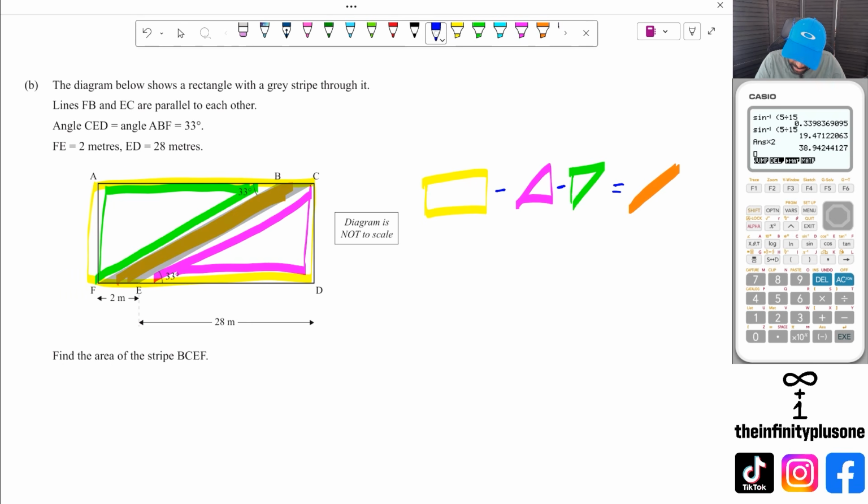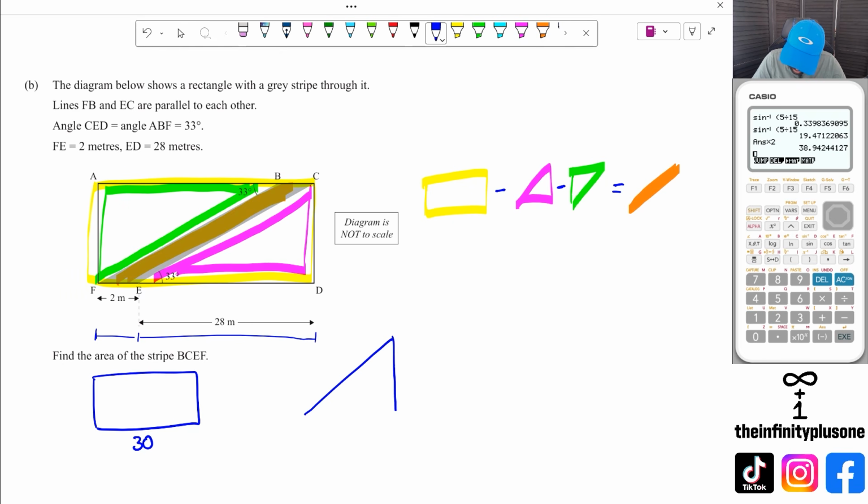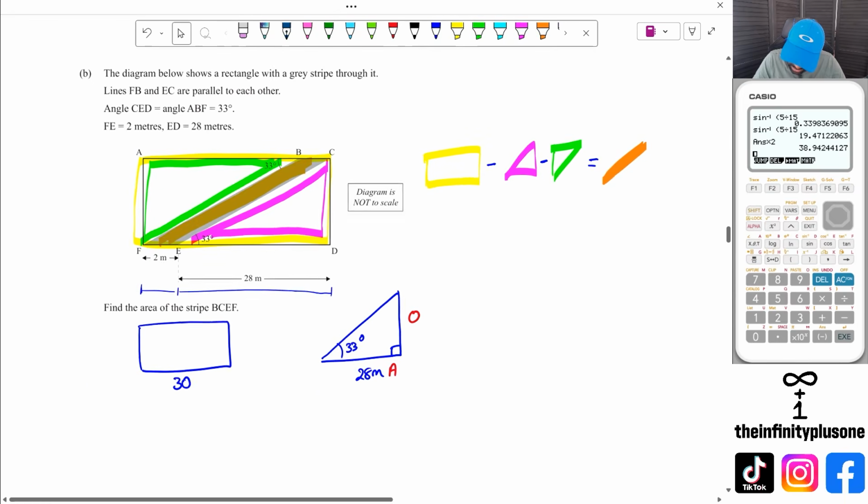So let's actually work out first the area of the rectangle. Now to figure out the area of the rectangle, my base is equal to 30 because I've actually got 2 plus 28. That's going to equal 30. But what I don't have is the height of the rectangle, nor do I have the height of the pink triangle or the green triangle. So I need to work that out first. So I'm going to take the pink triangle, and what I've got here is 33 degrees, 28 meters, and I'm going to use SOHCAHTOA because this is going to be opposite. This is going to be adjacent. So I'm going to use tan.